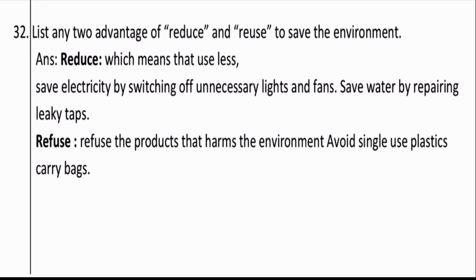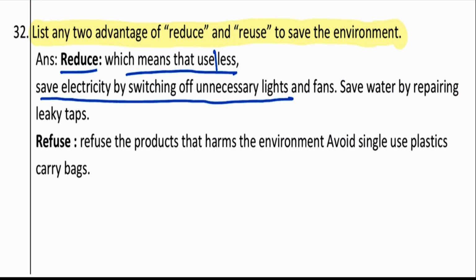Next question. List any two advantages of reduce and reuse to save environment. Reduce, which means use less. Save electricity by switching off unnecessary lights and fans. Save water by repairing leaky taps. Refuse, this is not refuse but reuse. Okay, this one, refuse the product that can harm the environment.